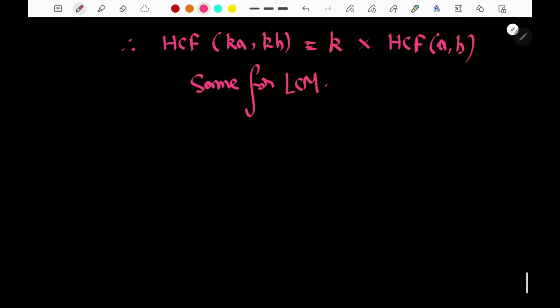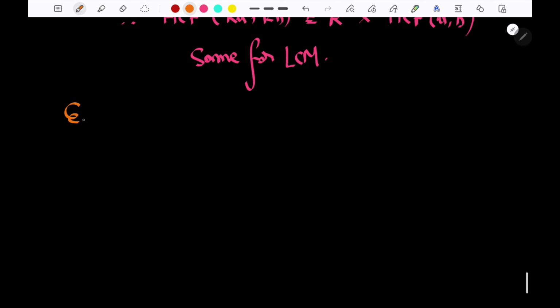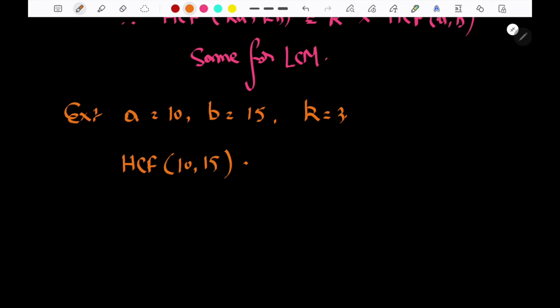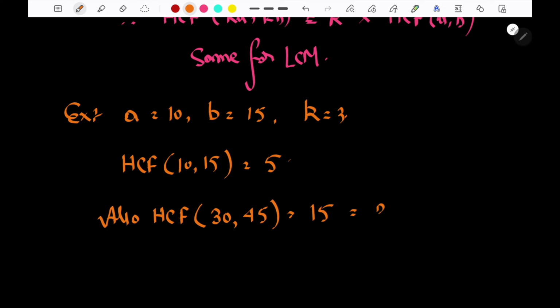We can take an example. Say A is equal to 10, B is equal to 15, K is equal to 3. Now what is HCF of 10 and 15? It is equal to 5. Now also HCF of 10 into 3, that is 30, and 15 into 3, 45, is equal to what? 15, which is equal to 3 times HCF of 10 comma 15, and this is true.